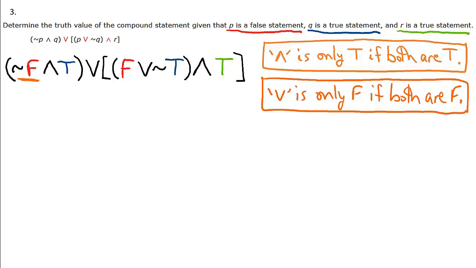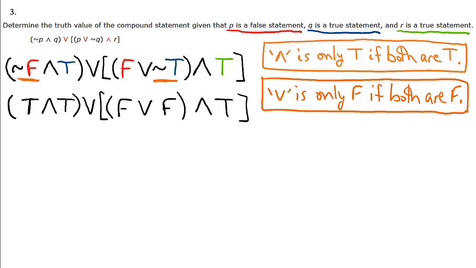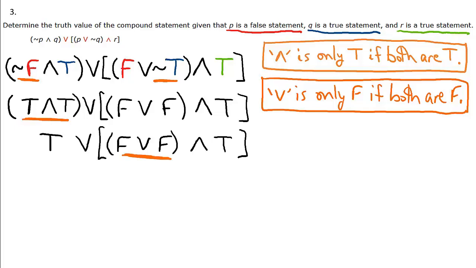The first thing I'll do is get rid of these negations. I know that not false is true, and I know that not true will be false, so I'll make those replacements. And then I begin working inside the grouping symbols. That first grouping symbol has true and true, and remember, an and is only true if they're both true. Those are both true, so that will turn out to be true.